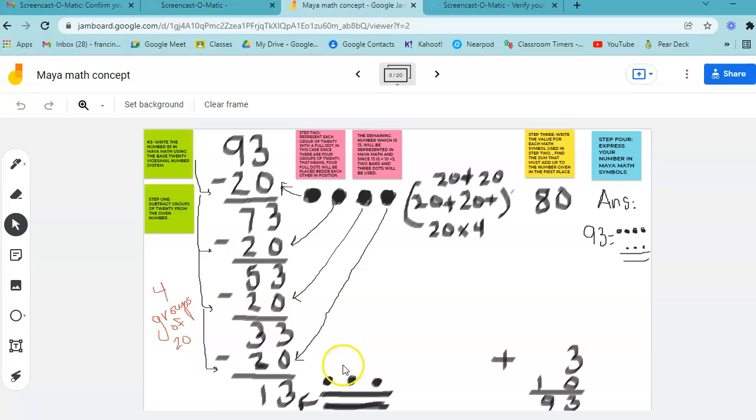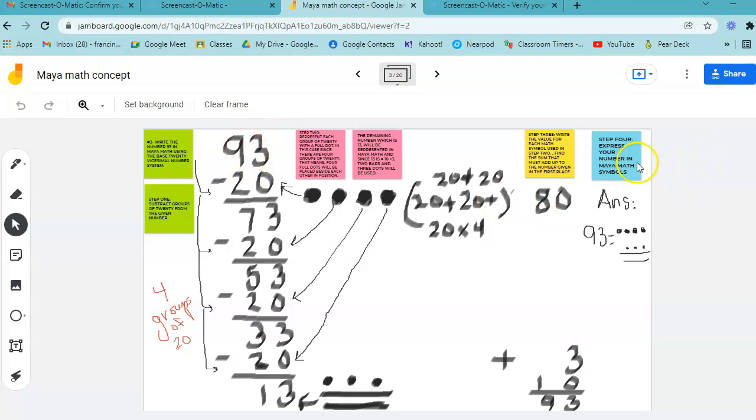Coming down lower, we want to look at the next 3 unit bean, which is equivalent to 3. And we have the 2 horizontal bars, which is equal to 5 plus 5, or 5 times 2, giving us 10. Now, let's add: 80 plus 3 plus 10 is equal to 93. Remember, it is important that the sum that we get when we add all the values for each math symbol used must add up to the number given in the first place.